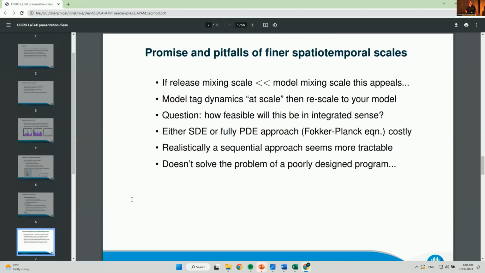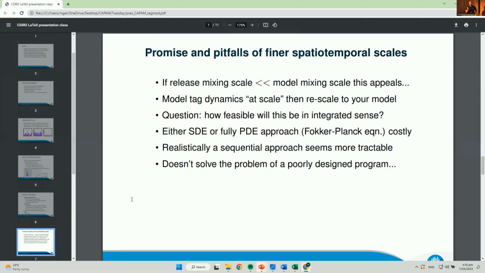Promise and pitfalls of spatial temporal scales. There's a real appeal to this, right? If you move down the spatial temporal scales where you can actually accommodate what you're really worried about with mixing, you've got those finer spatial temporal scales, and then you can rescale this back up to the assessment. So I think if you're modeling the tag dynamics at scale, where the processes really matter, and then you rescale it to your model, that's taking out one of the really difficult sort of problems. The question is how feasible that's going to be in an integrated sense. How long does it take for one run of MULTIFAN-CL, Claudio?